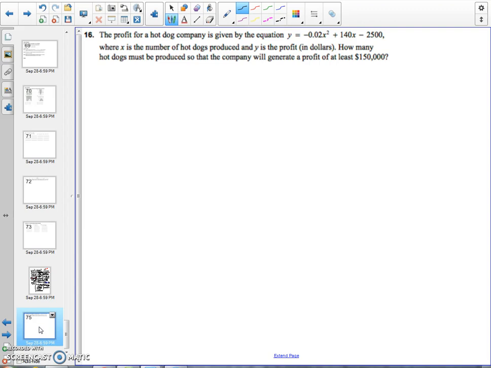So I know this is an inequality because they want the profit to be $150,000 or bigger. So they want, if this represents the profit, they want this to be at least, greater than or equal to, 150,000. So this is my equation. So once I get that equation figured out, this is just like the problems on the last page. So looking here, these numbers are pretty gross. So most likely quadratic formula is going to be our best bet.